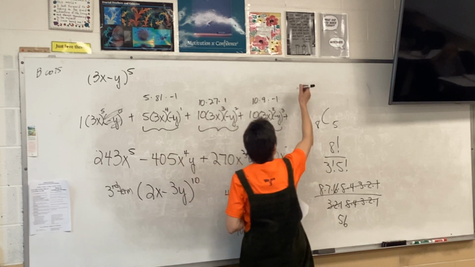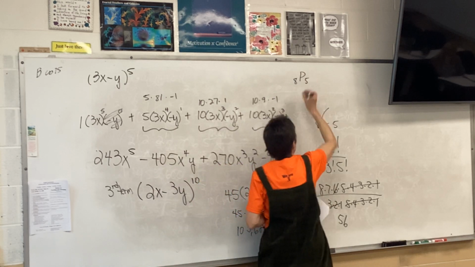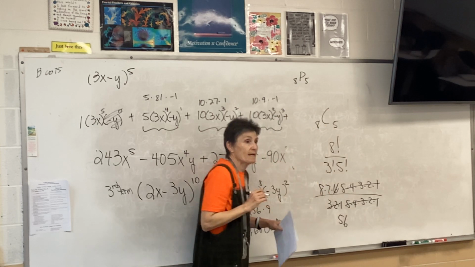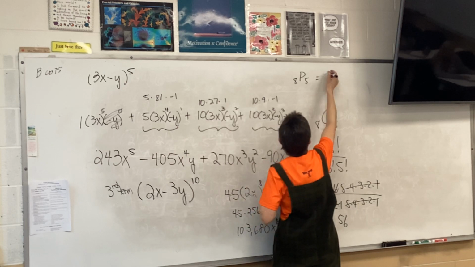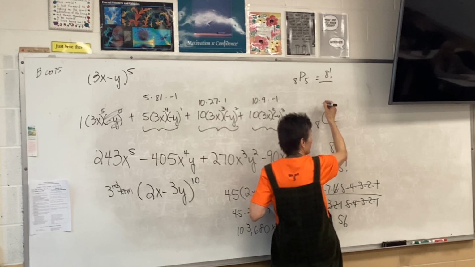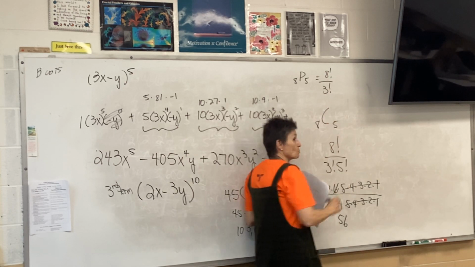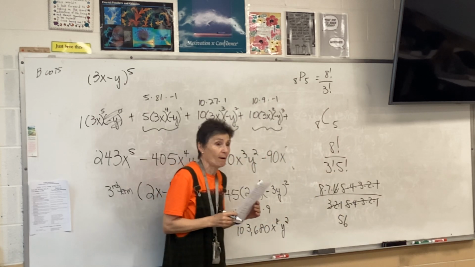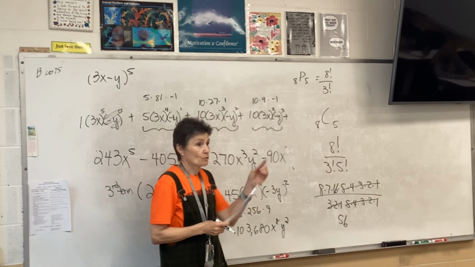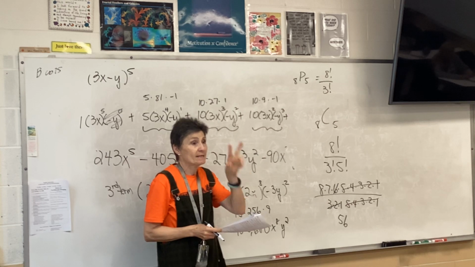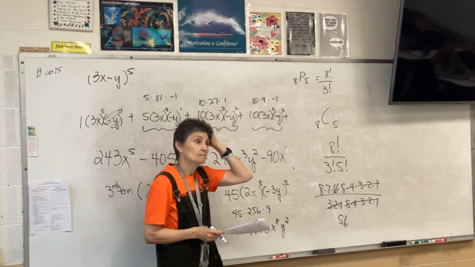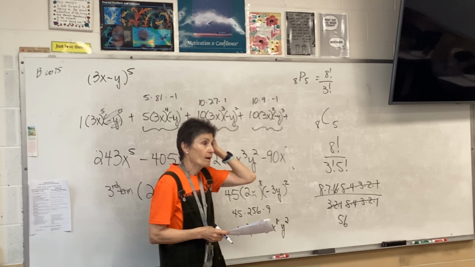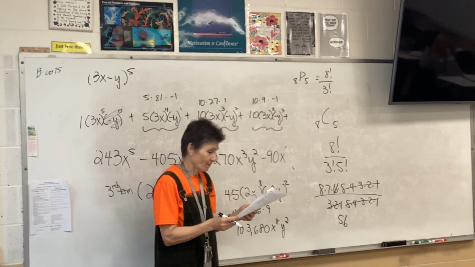Let's go ahead and do 8P5 real quick just to make sure we remember the difference. What's 8P5? That would just be 8 factorial over 3 factorial, because when you do a P problem, there's only one thing in the denominator, and it's the subtraction. All right, that's just something else to remember.